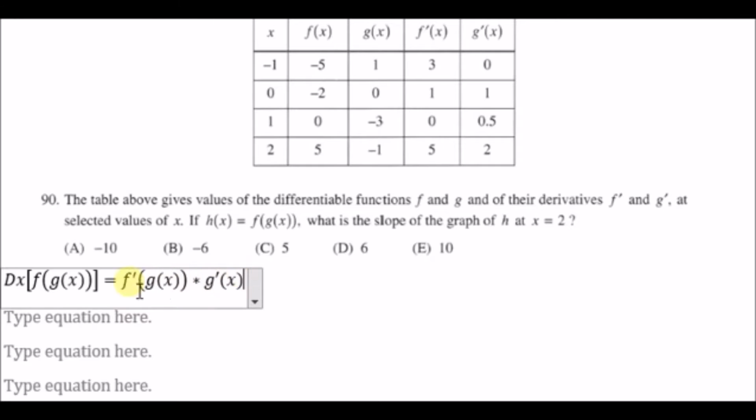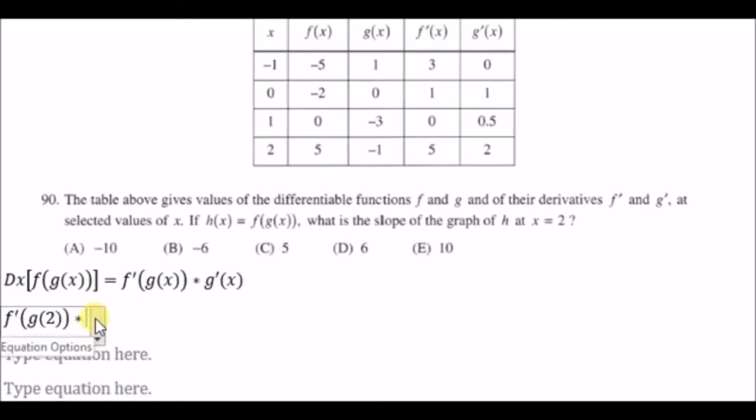So here we're given that h of x is equal to this whole mess of f of g of x, and so there we are. We have f prime of g of x times g prime of x, and so let's just substitute in the 2 here, and then we'll have our answer. If we look up here in the chart, we see that f prime of 2, oh, sorry, let's start with g of 2, and then we'll work out from there.